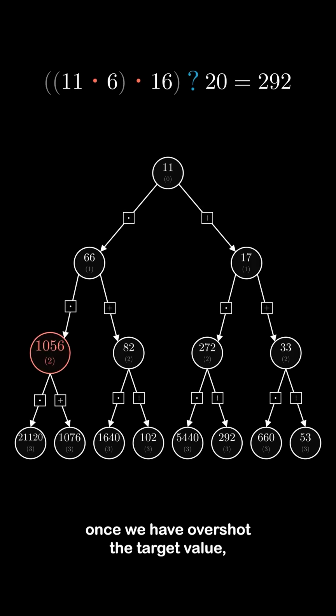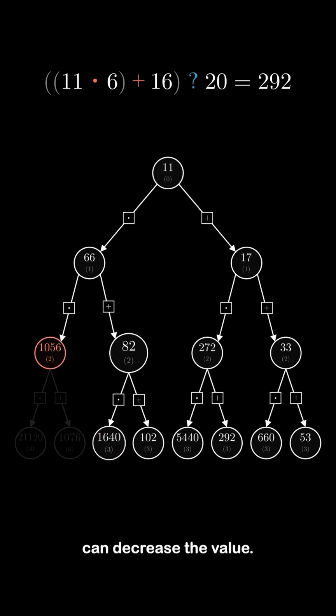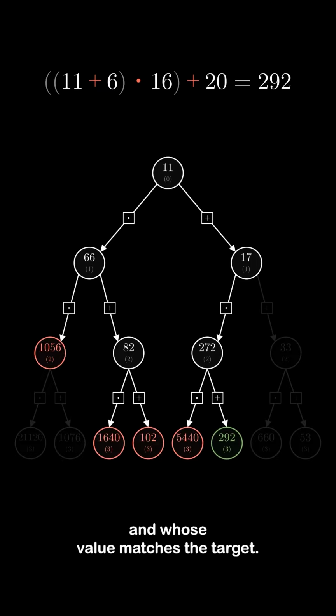We can prune the tree once we have overshot the target value, because none of the operations can decrease the value. We terminate as soon as we find a node that has used all of the operands and whose value matches the target. This works much faster, but will still be a bit slow for part 2.